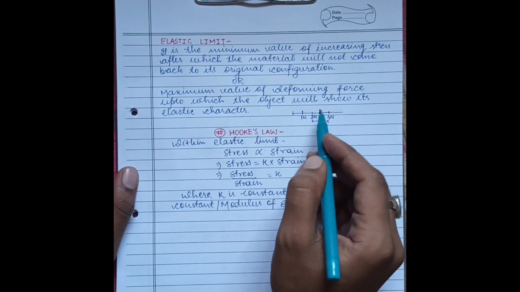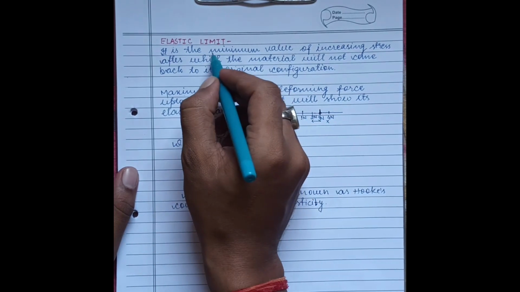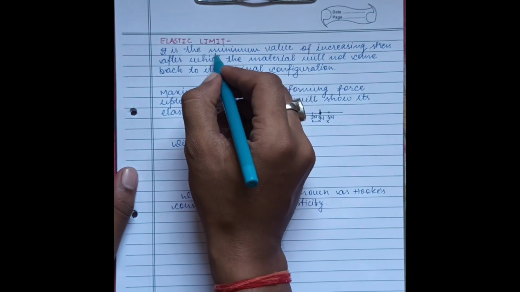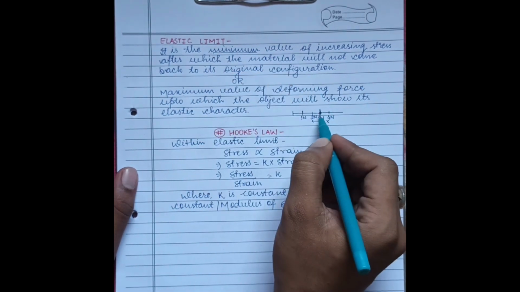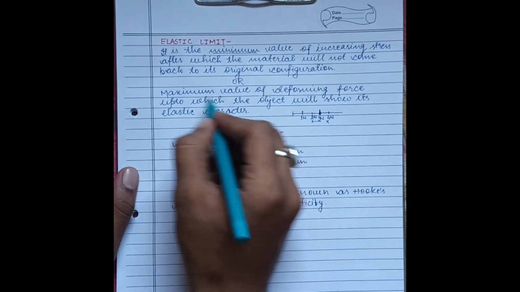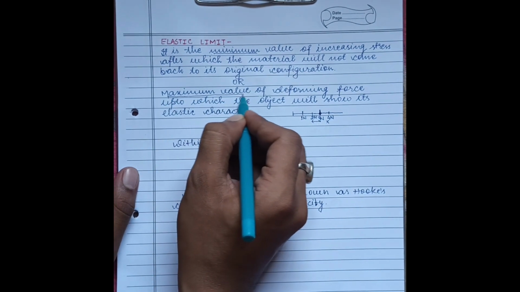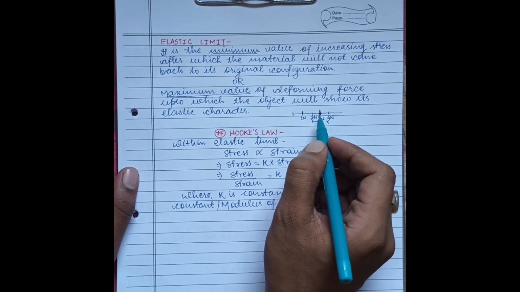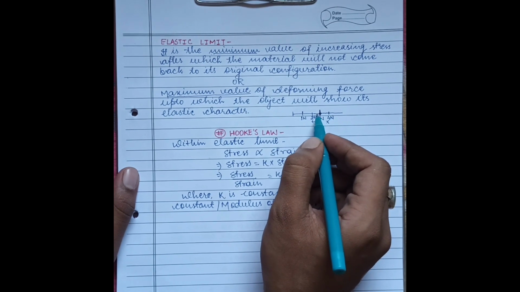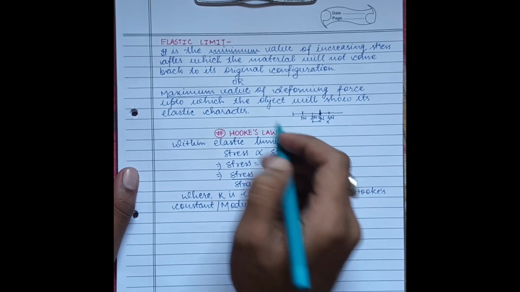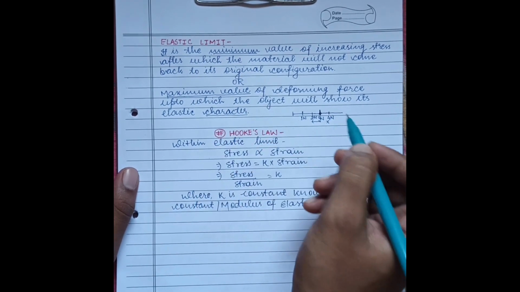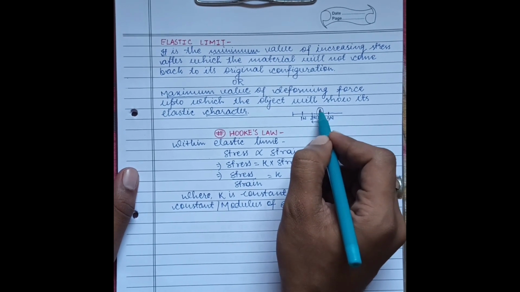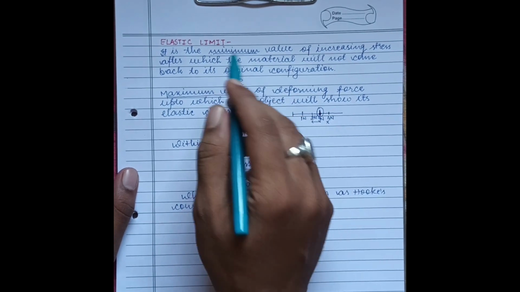So we can define elastic limit first. If we see the right hand side, then this is the minimum value. And if we see the left hand side, then this is the maximum value. Maximum value of what? 3 Newton is the maximum value up to which the rubber band is showing its elastic characteristics. And that is why we say this 3 Newton is the elastic limit of that rubber band.